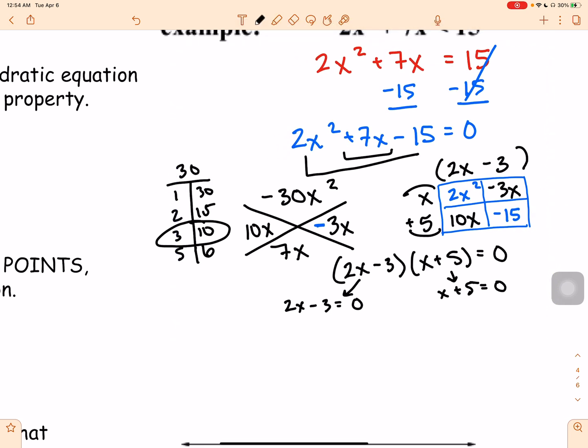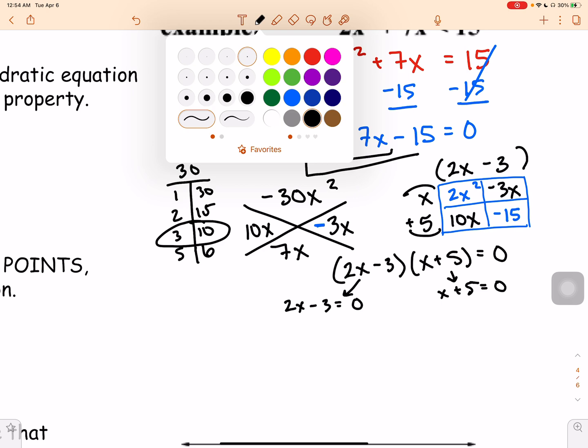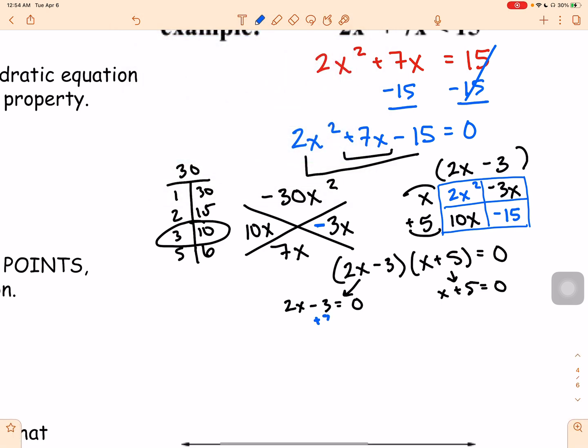All right, so now we have to solve for x. I'm going to add 3 to both sides here. I'm going to have 2x equals 3. Divide both sides by 2. 3 halves is just 1.5. Over here, it's a single step, subtract 5 from both sides. We're going to get x equals negative 5.